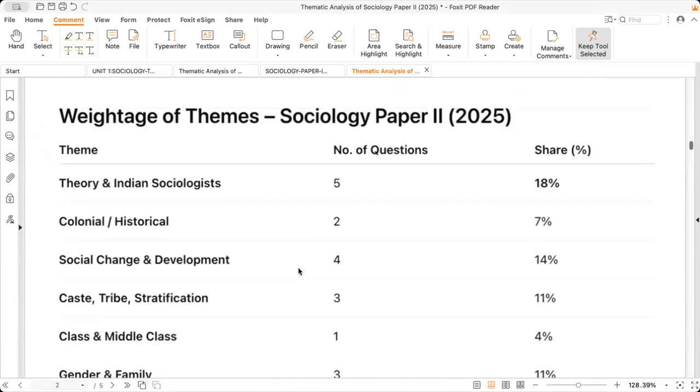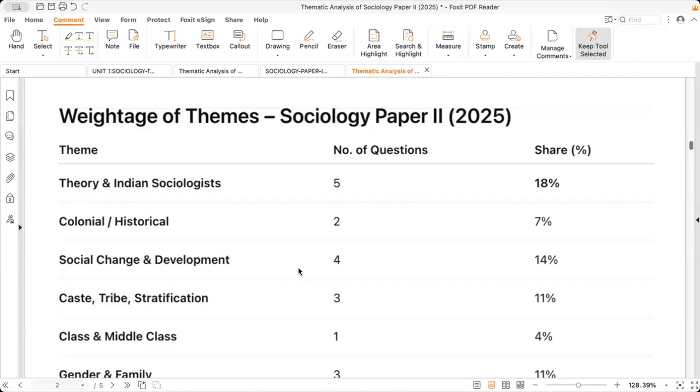So let's first discuss the weightage of themes, in terms of how many questions are coming from different units. Theory and Indian sociologists, the core theorists, whether it is G.S. Ghurye, M.N. Srinivas, or André Béteille, are still very relevant in terms of direct questions as well as their application. There have been five direct questions, approximately 18% of the total, which is a huge share and perhaps the highest among any unit.